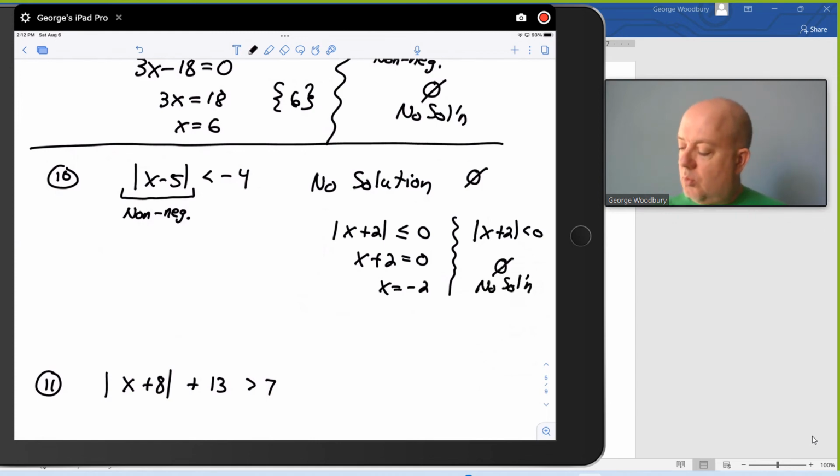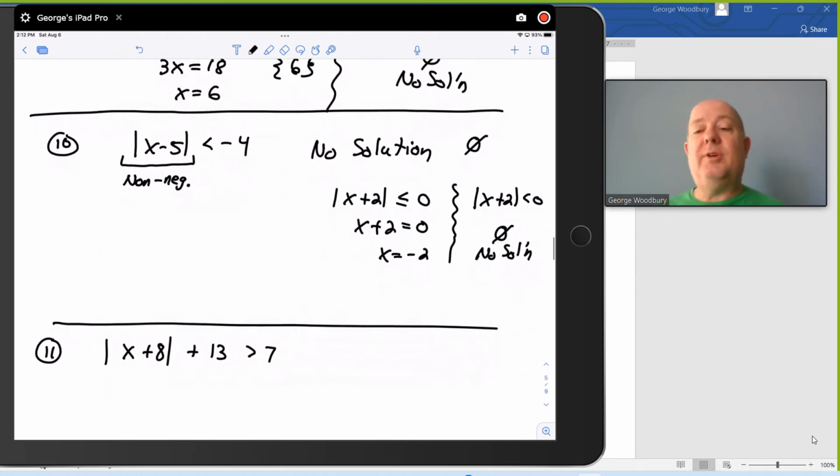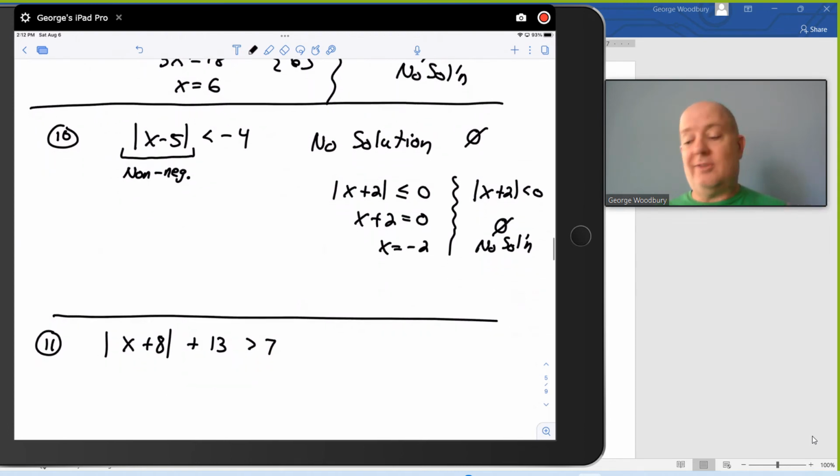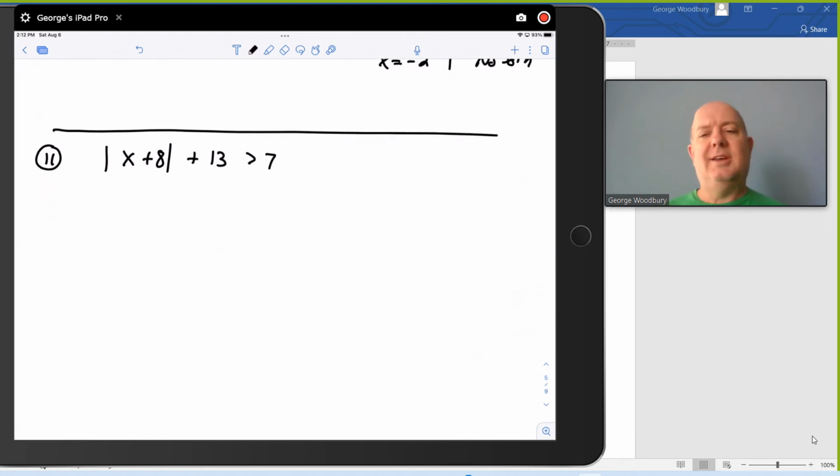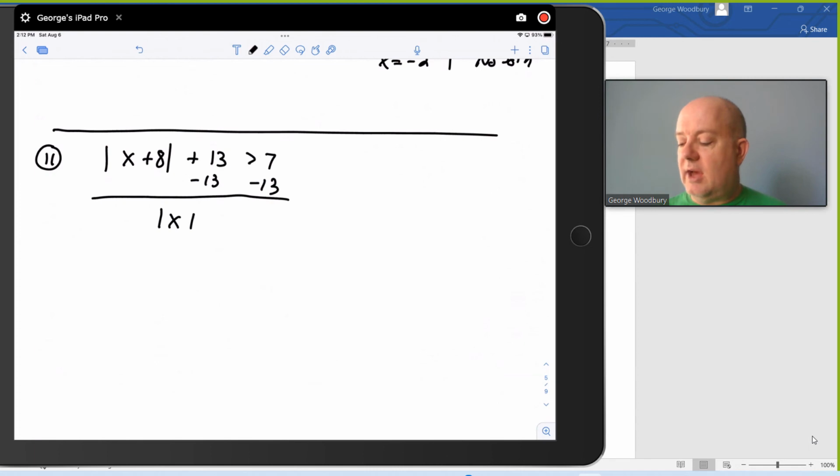All right, one more to go. We dealt with the equal sign, we dealt with the less than sign. This one we're going to take a look at one with the greater than sign. And this is trouble in hiding. It doesn't look like trouble just yet, but the absolute value is not isolated yet. And when I subtract 13 from both sides to isolate the absolute value, I now have the absolute value of x plus 8 is greater than negative 6.